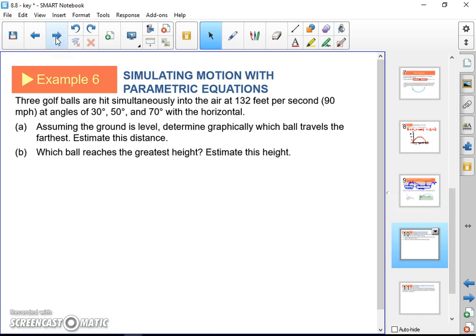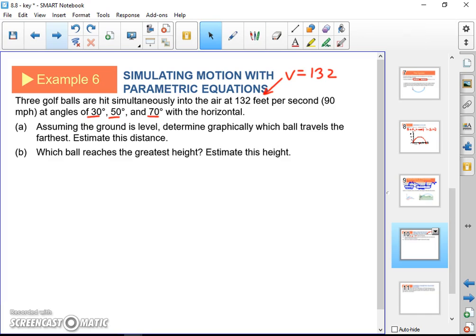Example 6 is talking about 3 golf balls hit simultaneously. You've got initial velocity of 132 feet per second. And we've got 3 different balls at 3 different angles, 30, 50, and 70. So part A says, assuming the ground is level, determine graphically which ball travels the farthest. Estimate this distance. I think the easiest thing for us to do is going to be the graph.